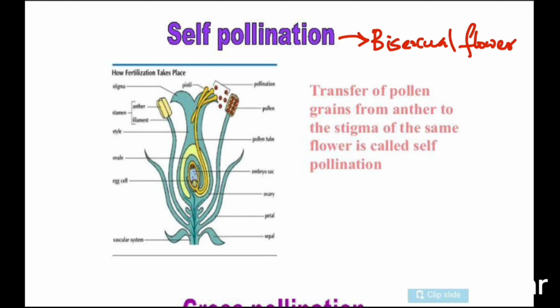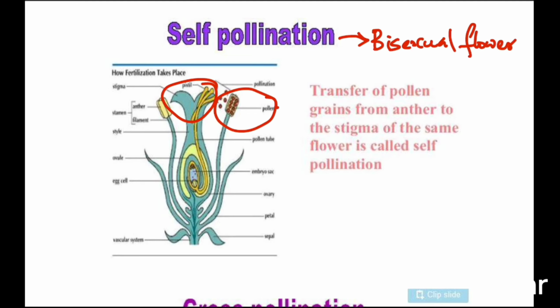You can see here that it is having the male part and the female part. Self-pollination means transfer of pollen grain from the anther to the stigma of the same flower, which is called self-pollination. It must be a bisexual flower, then only in the same flower it is possible, right? So self-pollination is possible only in the case of a bisexual flower, which is having the male part and the female part, right?